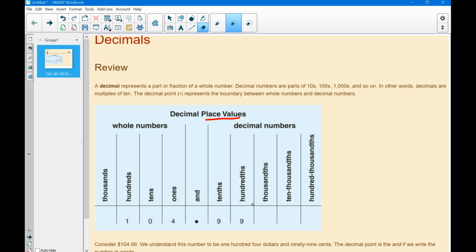It's always on the right hand side of the decimal. So if we were to read this number, it'll be 104 and 99 hundredths.